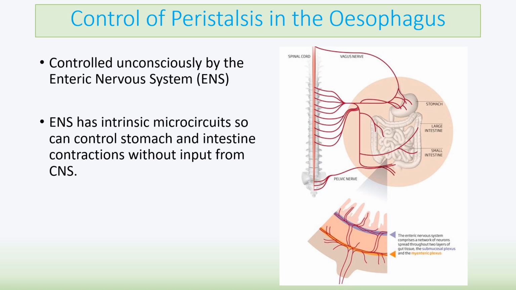This is all controlled by something called the enteric nervous system, which has microcircuits so it can control stomach and intestine contractions without input from the central nervous system. So it can be self-regulated in a reflex action.